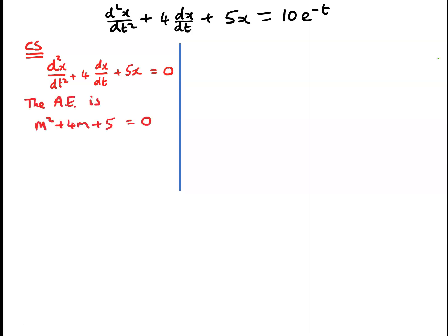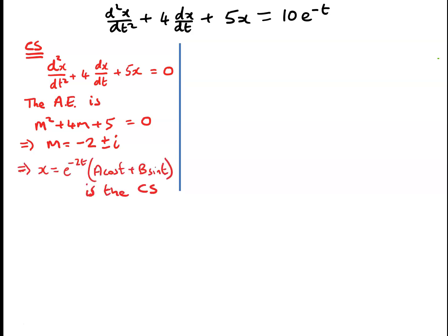That has auxiliary equation m² + 4m + 5 equals 0, which has roots m equals -2 plus or minus i, which means that the complementary solution is of the form x equals e^(-2t) times (a cos t + b sin t).